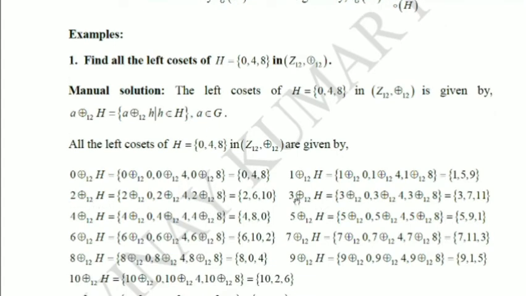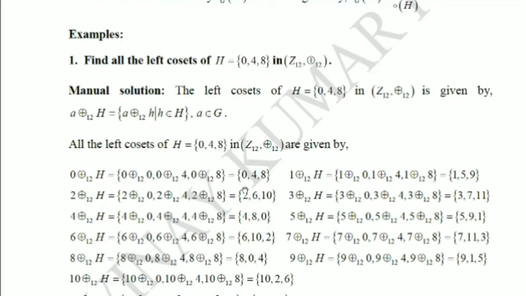So after 2, I had given 3. After 3, we had given 4. If you give 4, what happens? 4 plus 0, 4 plus 4, 4 plus 8. Right? 4 plus 0 is 4, 4 plus 4 is 8. But 4 plus 8, under the binary operation addition modulo 12, that is 12, is divisible by 12 and the remainder is 0. Proceed like this till you give values for A: 5, 6, 7, 8, 9, 10, 11 and compute them. This gives you all the left cosets of H in Z12.